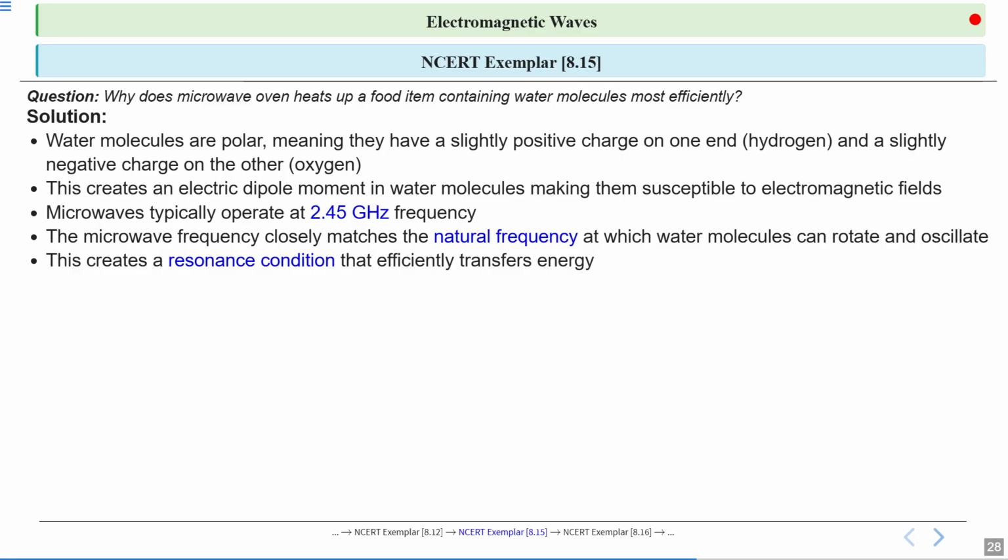Water molecules can absorb all types of electromagnetic waves, but the frequency at which microwaves are used in the microwave oven is 2.45 gigahertz. That closely matches the natural frequency of water molecules, due to which resonance occurs and the transfer of energy is more efficient.